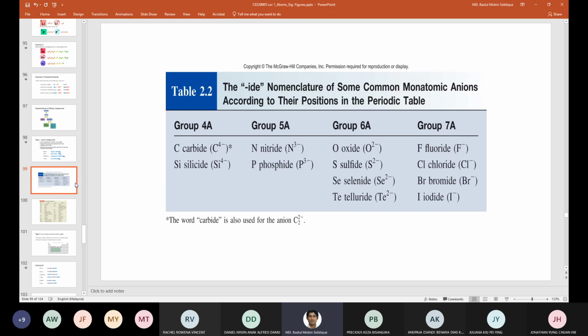All right. So now we see the IDE nomenclature of some common monoatomic ions according to their position on the periodic table. Group 4A: carbide from carbon, silicide from silicon, nitride from nitrogen, phosphide. So you see that IDE is added to the non-metals, at the end of their name.